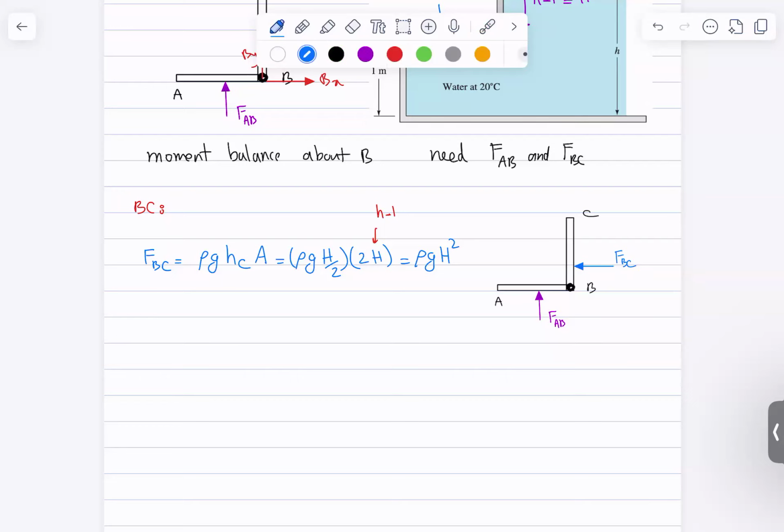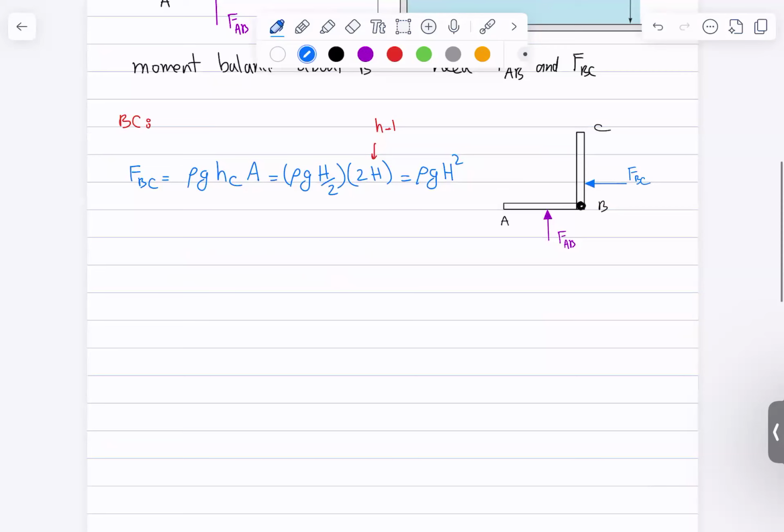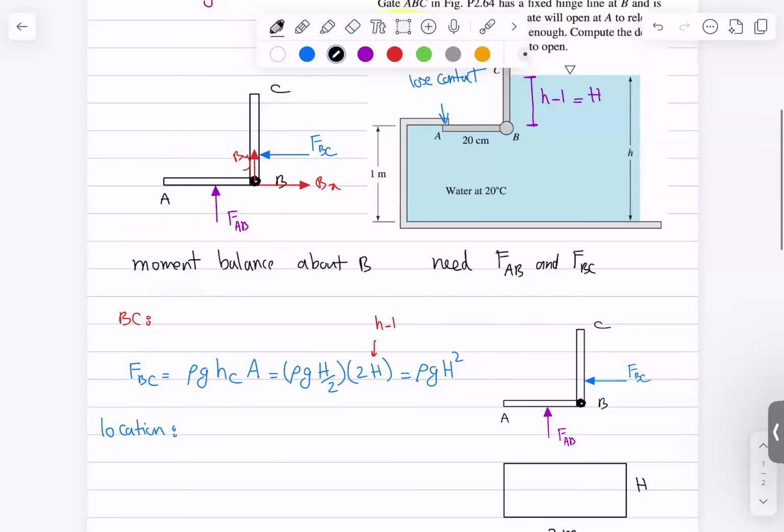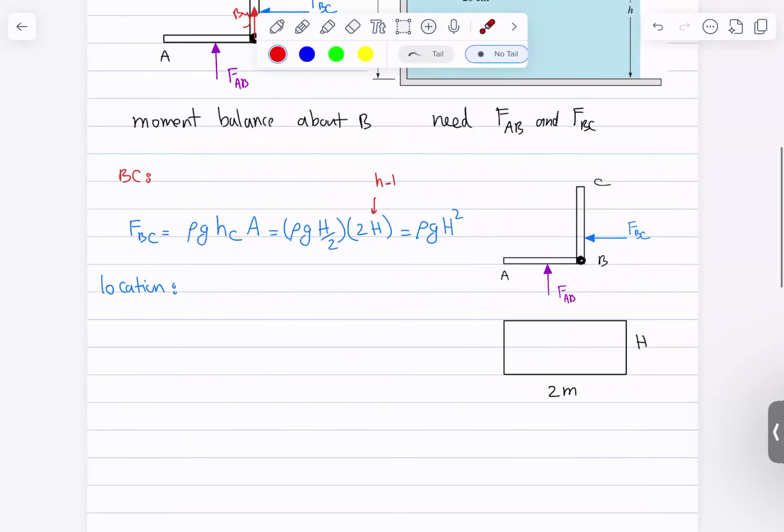Okay. So now that we know the magnitude, let's find its location. So for location, it's always better to draw the cross section of the plane we're looking at, and this is a rectangular plane. I'm showing the plane BC. So this is 2 meters wide into the paper, so that's 2 meters, and this is H or h minus 1, right? So this, again, from here to here is H, 2 meters wide into the plane.